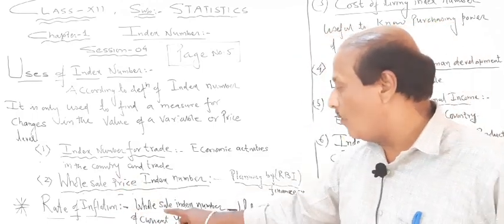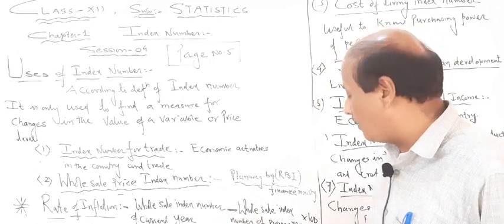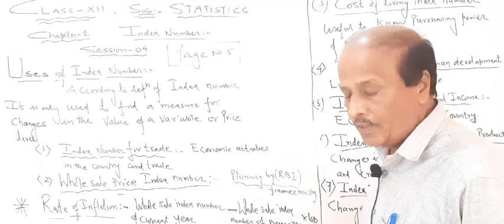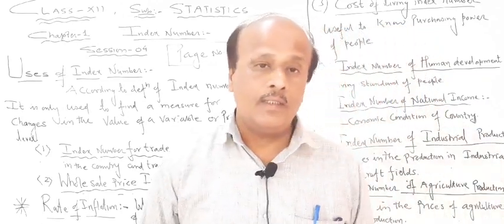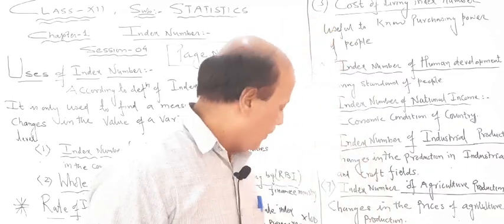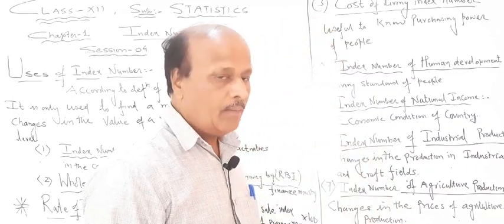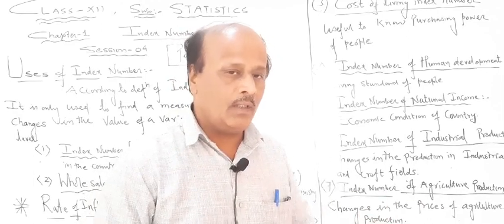What they do is: wholesale index number of the current year minus wholesale index number of the previous year, multiplied by 100, divided by the wholesale price index number of the previous year. See that formula in your textbook. Many times they take the previous year or any base year, which I will tell you in the next topic.